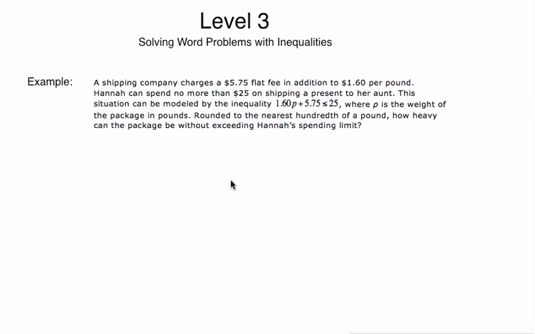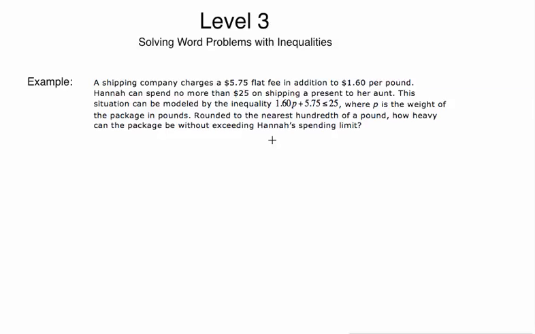This video is level 3 for XEI 506, and we're going to be solving word problems with inequalities in them. Now this is just like our last skill where we were solving word problems with equations, except now we're given inequalities instead. So the basic steps are the same. First, read through the problem.